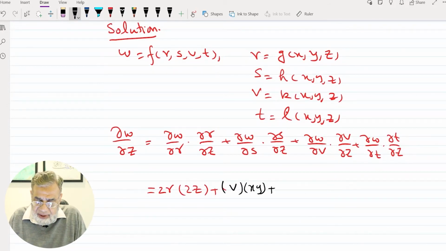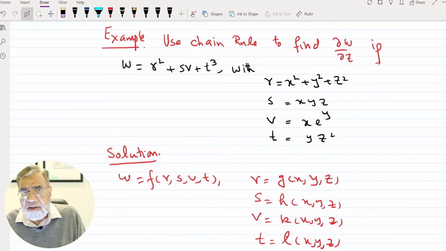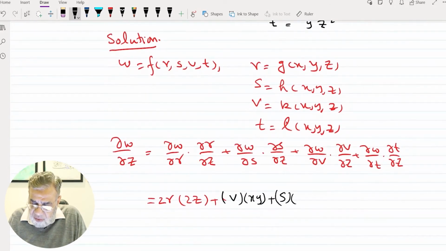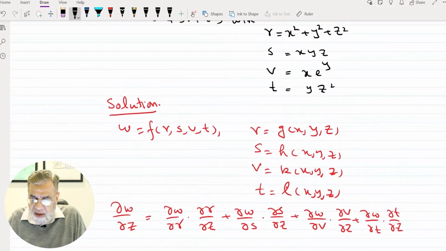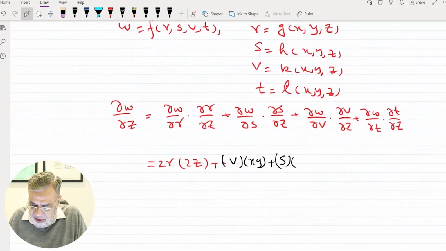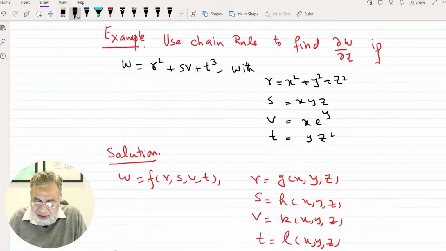Then partial w by partial v. Again, r is constant, t is constant, s is constant, only v is changing. Partial w by partial v will be equal to 0, 0, and here we get s. So we get s into partial v by partial z. Now in v, we have x e to power y, and z is not appearing, so both are constant, and this will be 0. So I put here 0, plus partial w by partial t.